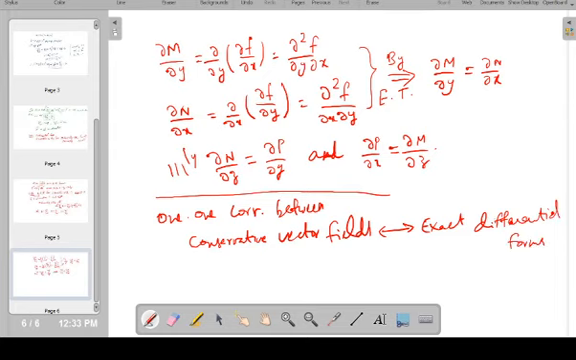Differential forms, sometimes we often say differential. So for exact differential forms we often say exact differential. Sometimes we skip the word forms. And this terminology, conservative vector fields, is often used by physicists. And this is often used by mathematicians. Both are the same thing. Thank you.